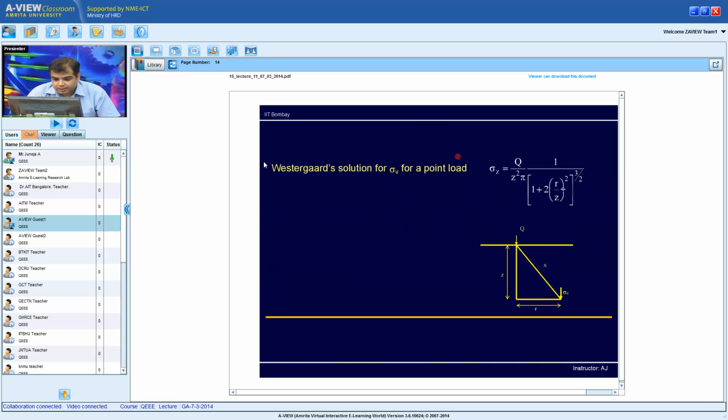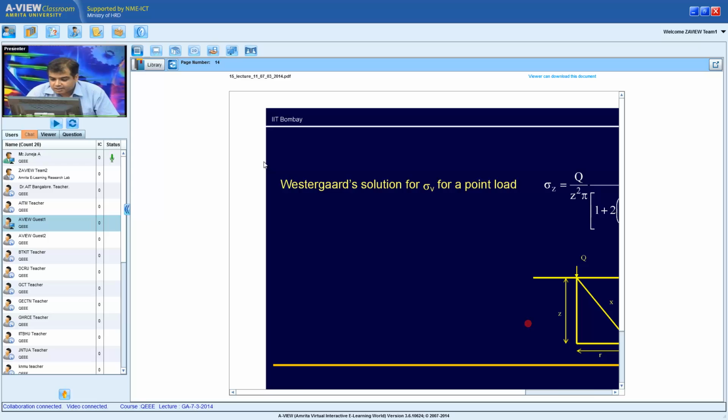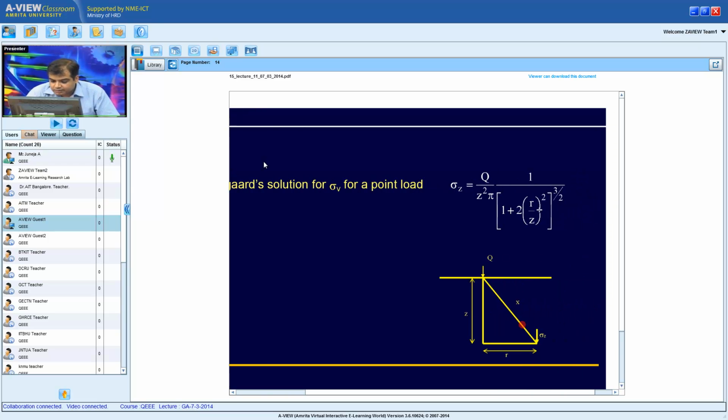So Westergaard, like I said, its solution is similar to Boussinesq. If I'm looking at a point load on the surface and stress distribution below, this equation is not very much different than Boussinesq. So I have 1 plus 2 r by z whole squared. I can actually play around with z. I'll find that this equation is not very much different than Boussinesq. Again, I would like you to take this equation as a tablet.